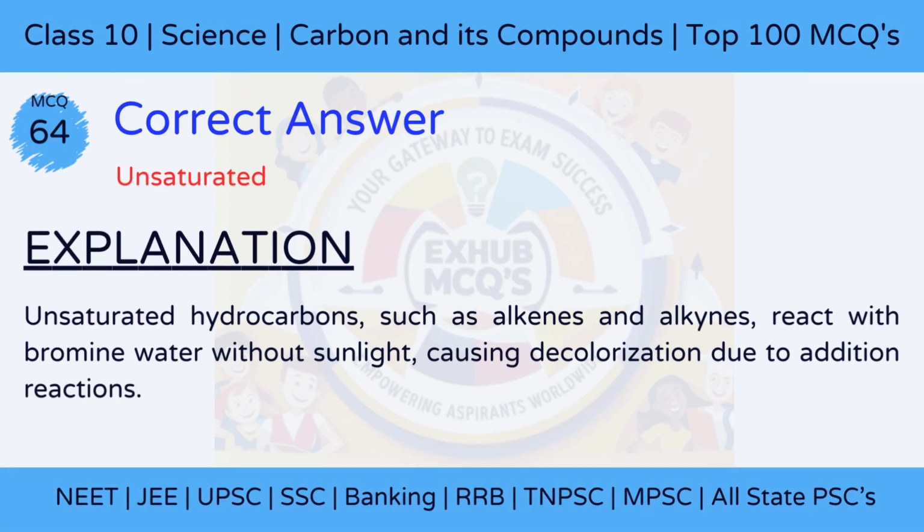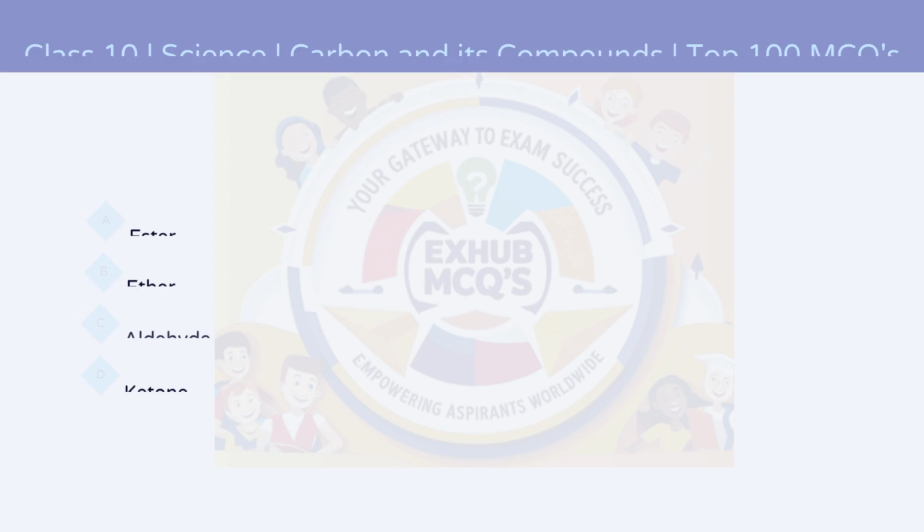The correct answer is option B, unsaturated. Explanation. Unsaturated hydrocarbons, such as alkenes and alkynes, decolorize bromine water without sunlight due to the addition of bromine across double or triple bonds. MCQ 65.